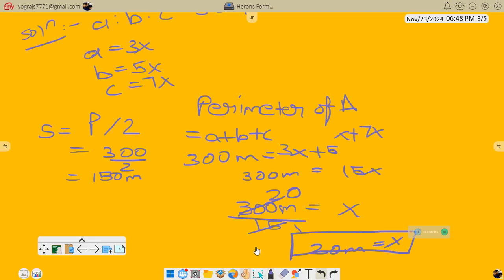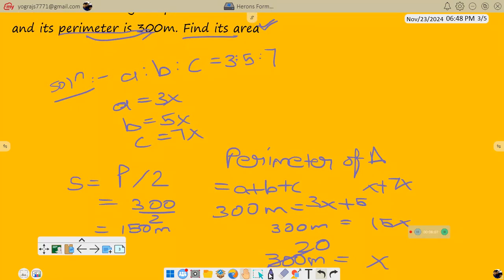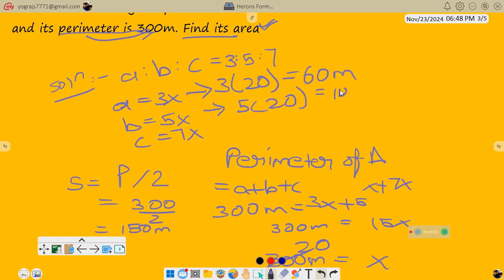Now we haven't found our sides yet, we have only found the quantity of x. Now by substituting the value of x, that is 20, we get 3 times 20 equals 60 meters, 5 times 20 equals 100 meters, 7 times 20 equals 140 meters.